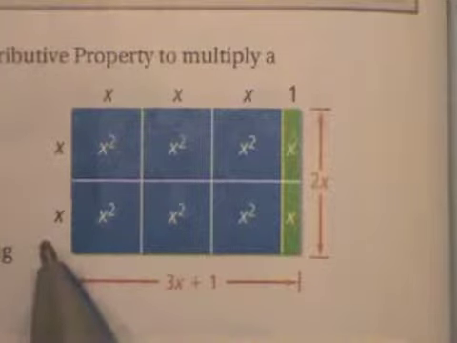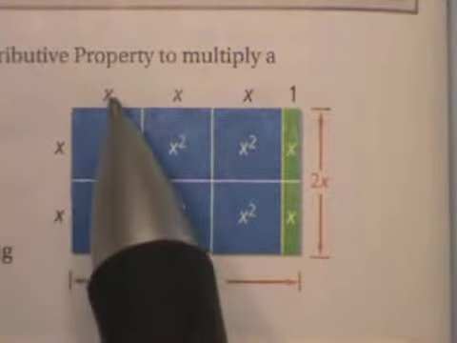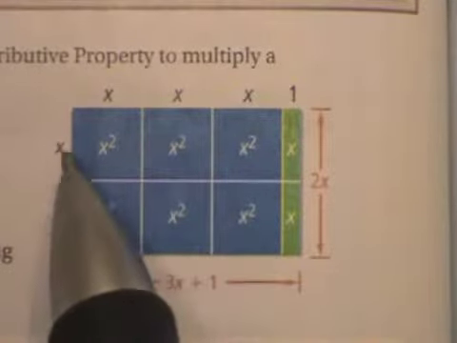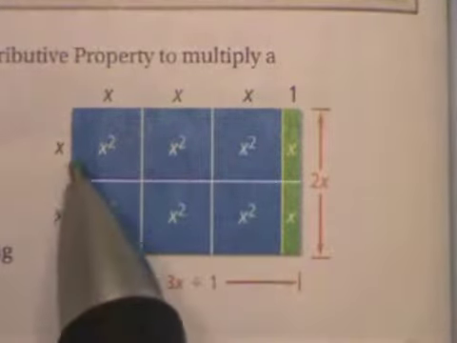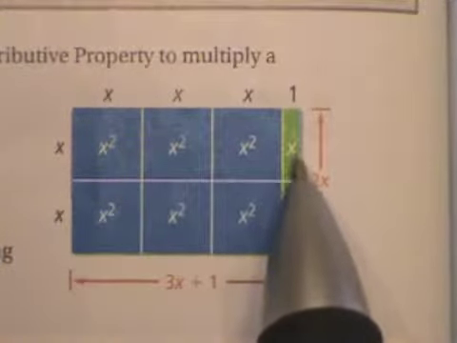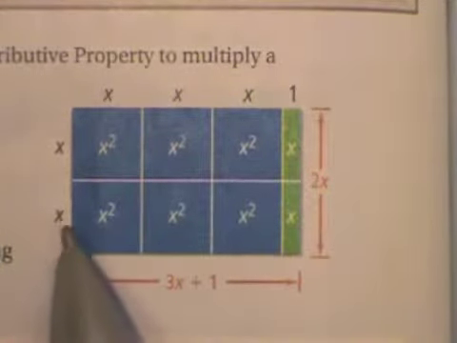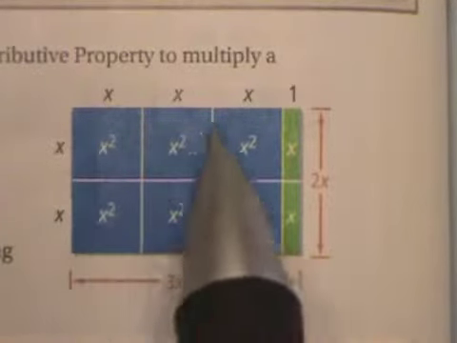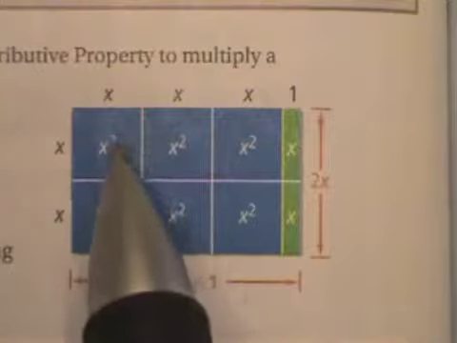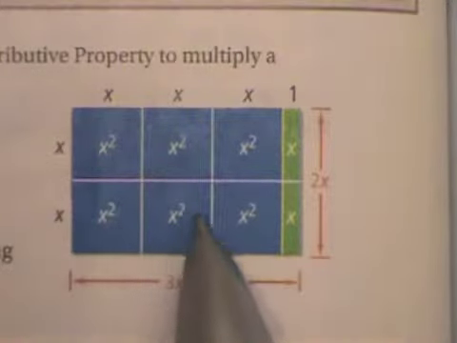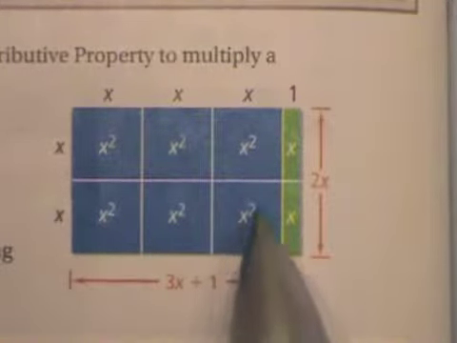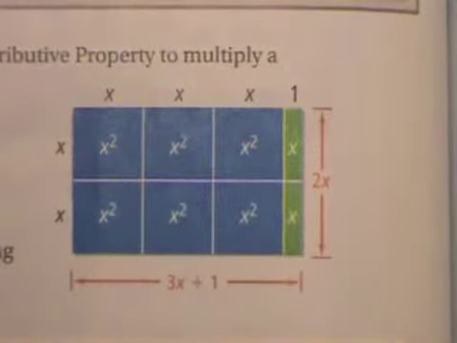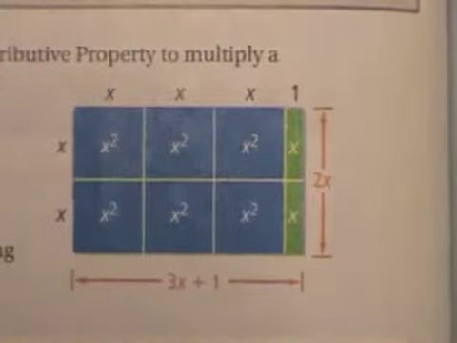And then you can see, if you work your way across, x times x gives you x squared. X times this x squared, x times that x squared, x times 1 just gives you a single x. Same thing across the bottom row, x times x gives you an x squared, and so on. And then if you add up all these boxes, you end up with 6x squared plus 2x, which is exactly the answer we came up with distributing.